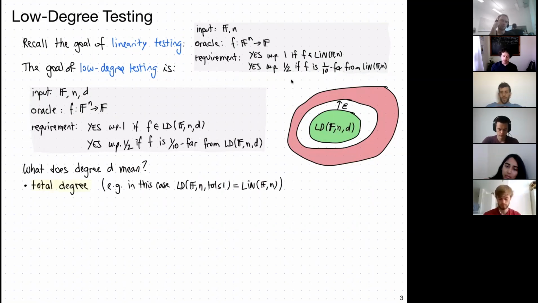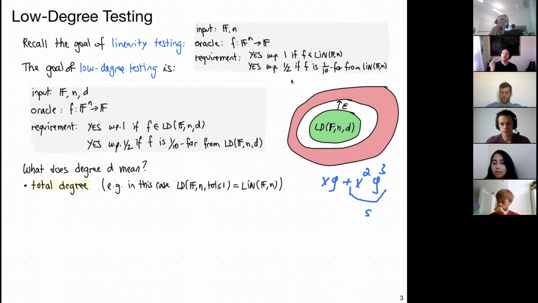We have a total degree, right? So a total degree is, we might have this function, I don't know, xy plus x squared y to the third, and we say that the total degree here is 5. And we also can have a notion of individual degree, where for each variable we ask what is the highest degree to which we raise the variable.